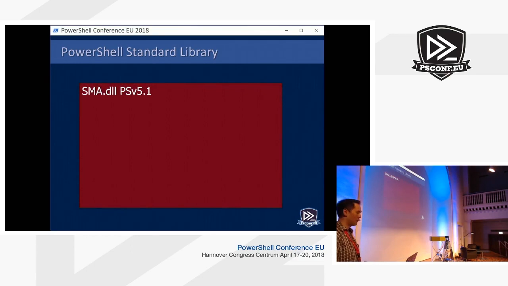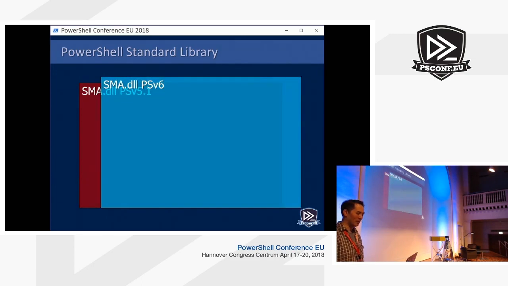So this red box represents all the APIs that are public, that are exposed through the System Management Automation DLL in Windows PowerShell 5.1. All right, so it's just a red box. This overlapping box, this blue box, is all the public APIs that we expose in System Management Automation in PowerShell Core 6. I don't know if you can see it well on the screen, but one is not a subset of the other. There's overlap, right?